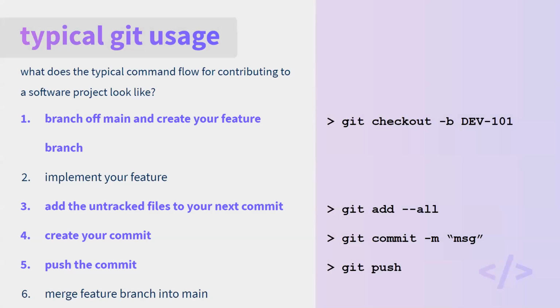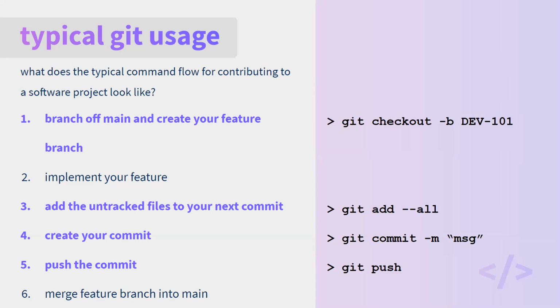So what is the typical Git usage? We're going to talk more about Git flow, but essentially what you want to do is branch off of main or develop and then create your feature branch, implement your feature. Are we allowed to use GitHub Desktop? Yes, that's fine. And then you're going to add the untracked files to your commit.